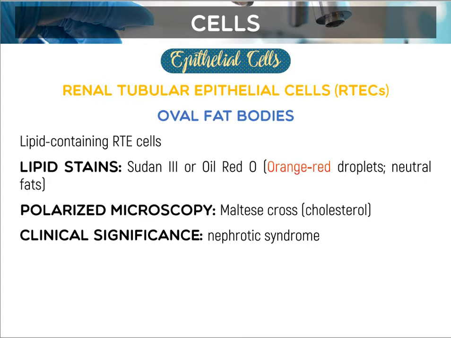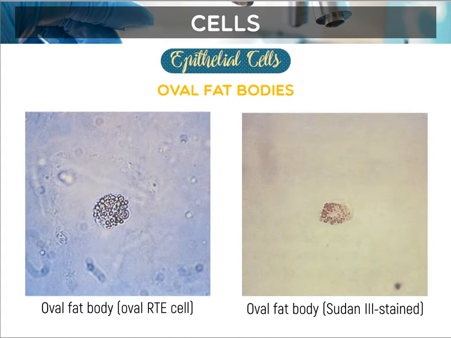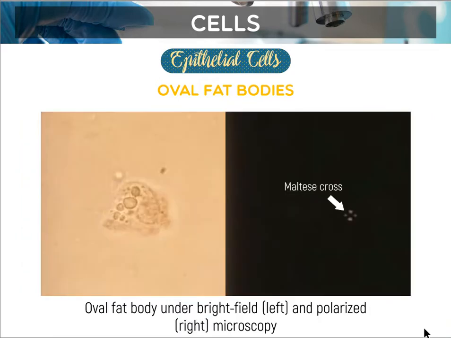Lipid stains include Sudan III or oil red O. Orange-red droplets are the color of these neutral fats, okay? Under polarized microscopy, we can see the Maltese cross, which is present in cholesterol. Its clinical significance is nephrotic syndrome, guys. Always take note: oval fat bodies, nephrotic syndrome, automatic. With oval fat bodies, it is hard to see the nuclei and it is confusing, so I mention the Maltese cross, okay?